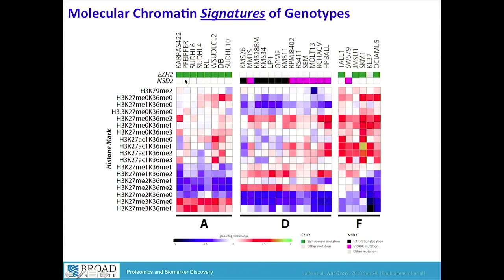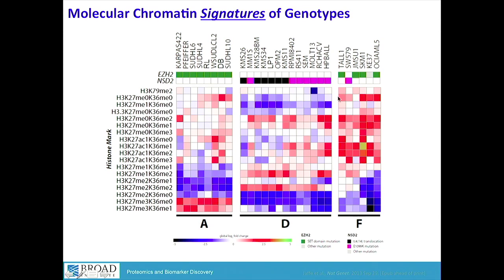And what we can glean from looking at the signature and looking at the analytes that are upregulated is that these point mutants are in fact gain-of-function point mutants. We can see lots of increase on the marks that contain the trimethylation of H3K27 and downregulation of some of the lower states of methylation of H3K27.